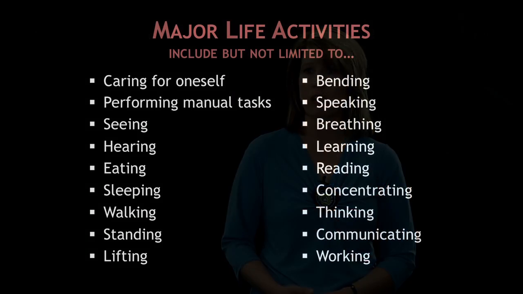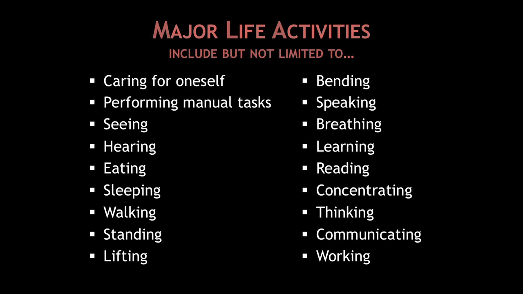One of the first steps to determine eligibility is to analyze whether there is a substantial limitation in one or more major life activities. Please refer to the list that is before you. In this illustration, you see many major life activities to consider. Please note this list is not exhaustive.